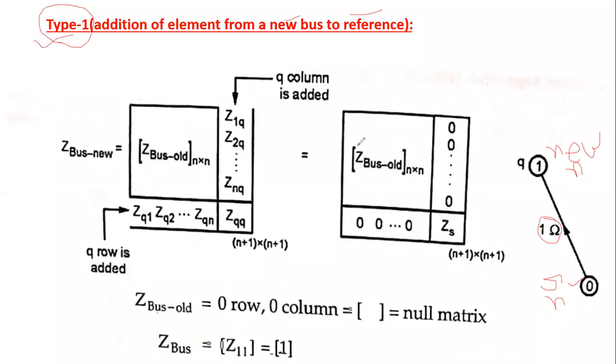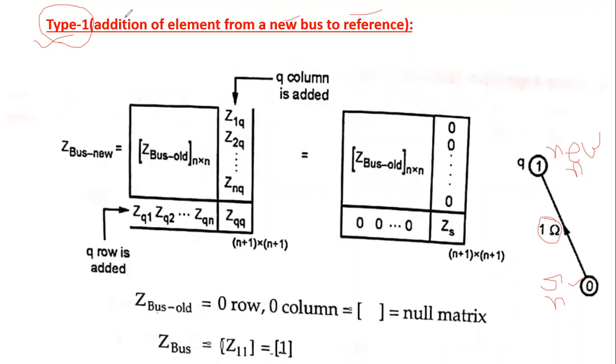What is the procedure for the type 1 modification? This is the ZBus new equal to 0, 0 and ZS. Here 1 ohm is the ZS. In this case, we are adding the element 1 ohm between the reference node and the new node. That means 0 is the reference node and Q is the new node. Therefore this 1 ohm is added between node 0 and the qth node. Then it is called the type 1 modification.